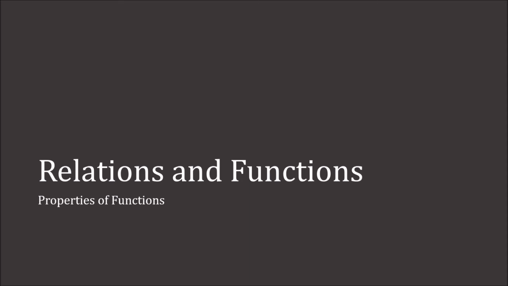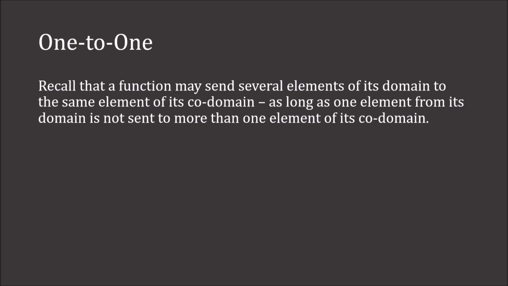We conclude our study of functions by looking at some properties of functions. Now, recall that a function may send several elements of its domain to the same element of its codomain, as long as one element from its domain is not sent to more than one element of its codomain. Each element from the domain is sent to a unique element in the codomain. What this means is an element of the codomain can have multiple elements from the domain being mapped to it.